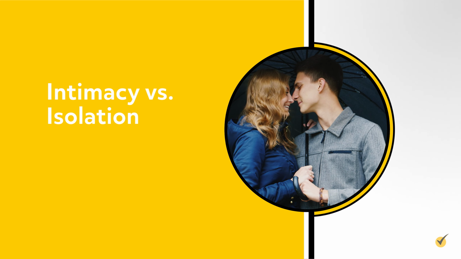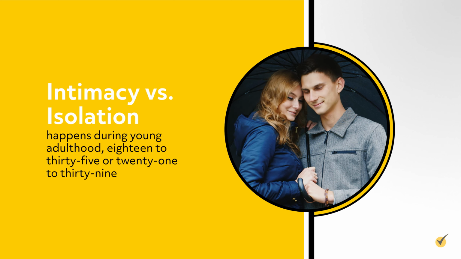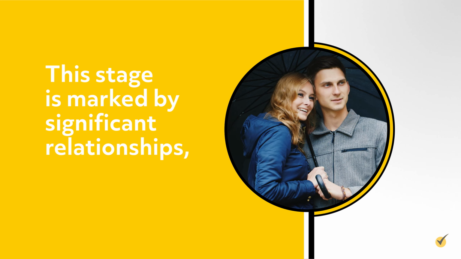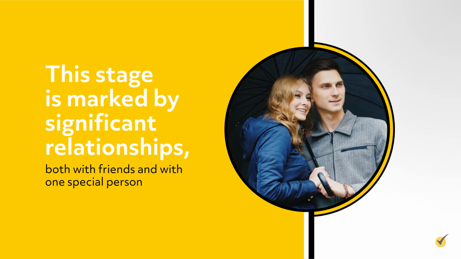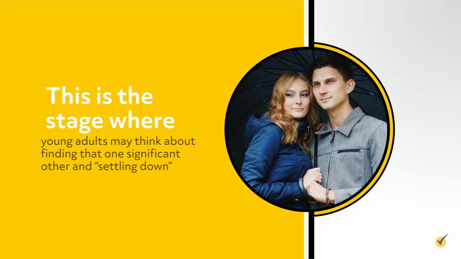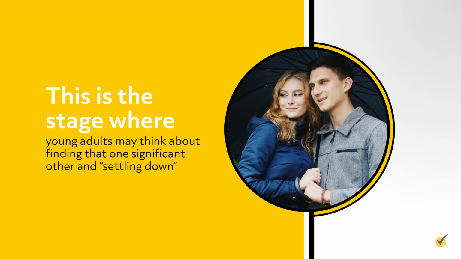Intimacy versus isolation happens during young adulthood, 18 to 35 or 21 to 39. This is the stage marked by significant relationships, both with friends and with one special person. This is the stage where young adults may think about finding that one significant other and settling down.